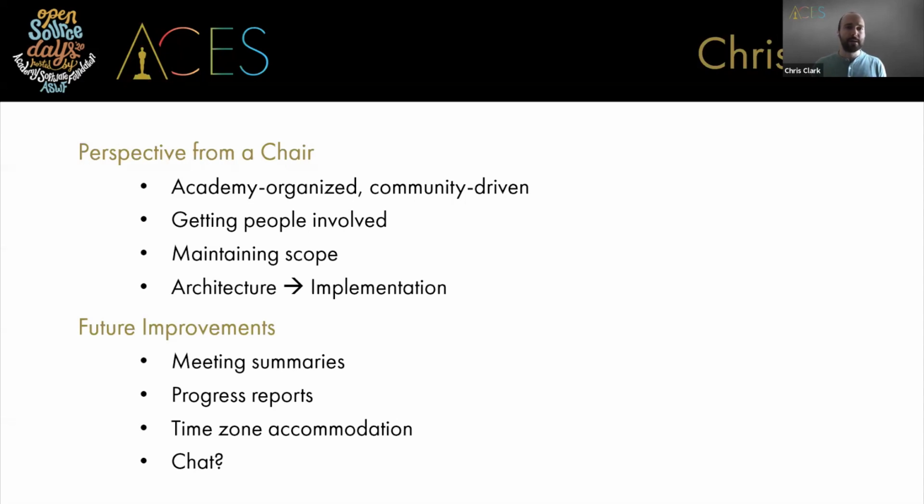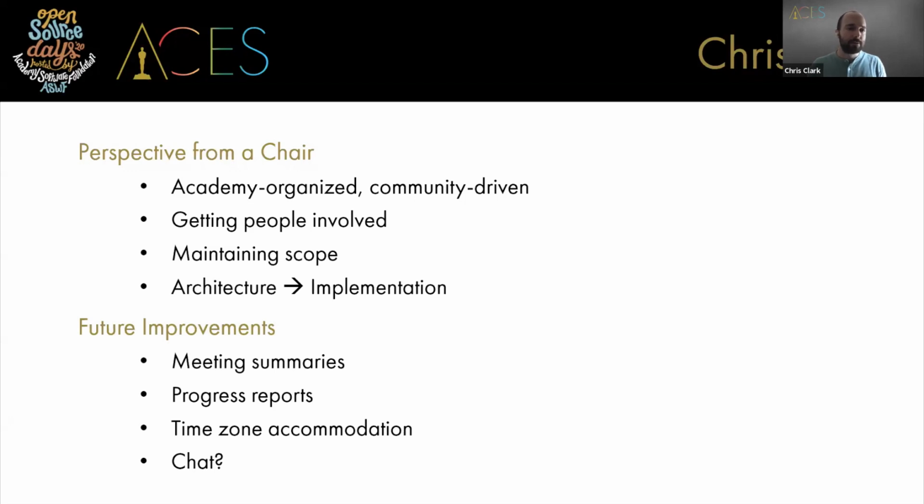The second part is maintaining scope. So when you start a group, you're proposing an idea and a goal. And what happens when you get all these really smart people on a call is that people start to expand the scope and try to solve all the production problems. And so part of the chair's responsibility is maintaining that and really focusing on the core goals of the original proposal. And the last part is this bridge between the architecture groups and the implementation group.